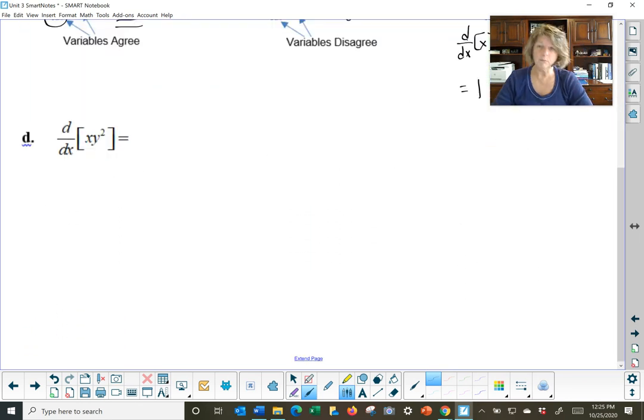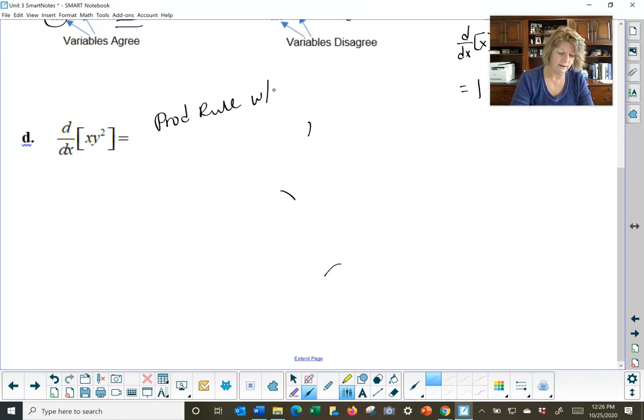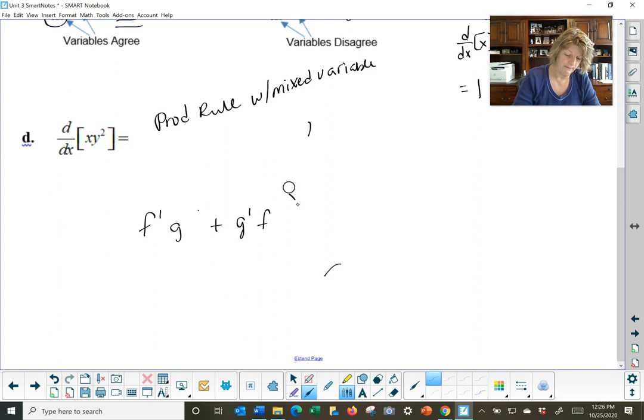D gets to be a little bit more fun because D has the product rule. So I first examined and noticed, oh, I've got two things multiplying. So that says product rule. The next thing that hit me was the fact that I've got mixed variables. Product rule with mixed variables. And that's going to lead me into taking the derivative implicitly. So let's go into, we know it's f prime g plus g prime f, right?